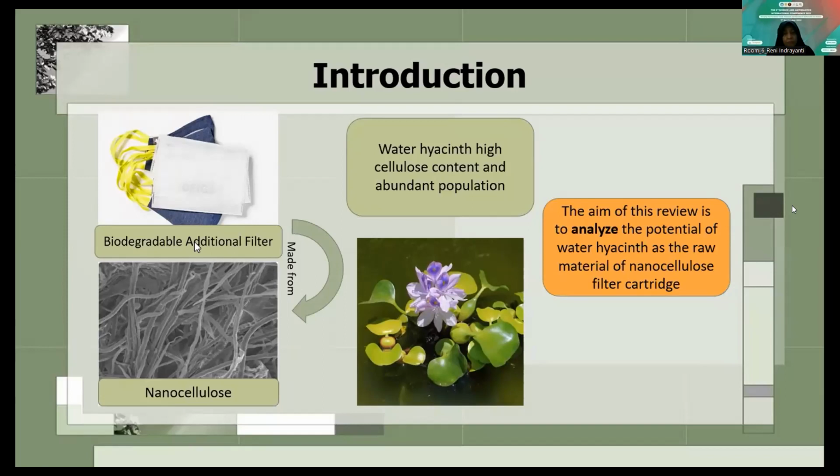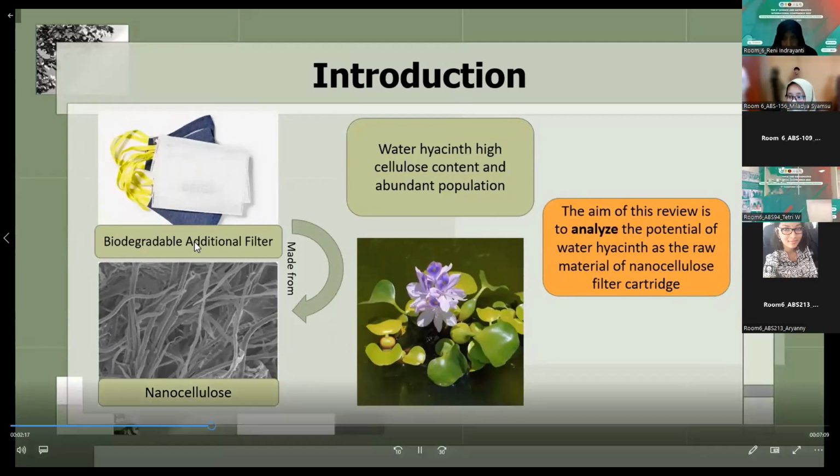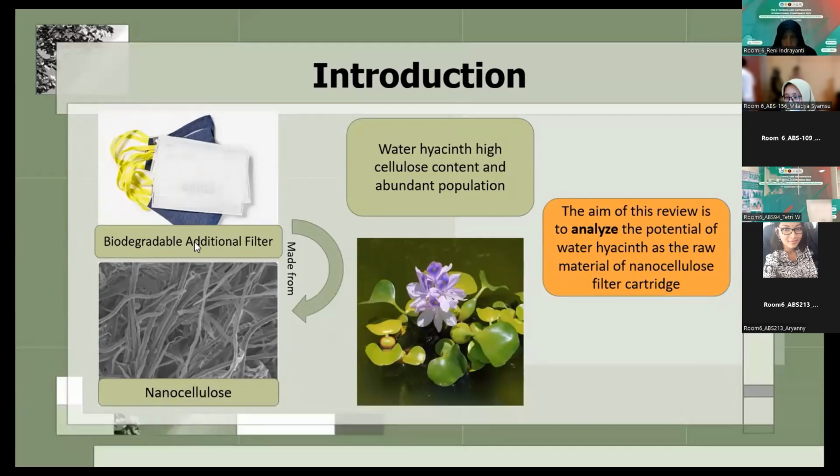The nanocellulose filter is made from plants, and one of the plants that has potential to be its raw material is water hyacinth. Water hyacinth has high cellulose content and an abundant population. Therefore, this study aims to analyze the potential of water hyacinth as the raw material of a nanocellulose filter cartridge. The output of this study is a review article that can be useful for the development of nanocellulose filter from water hyacinth.